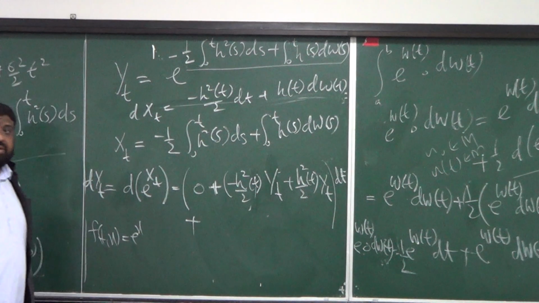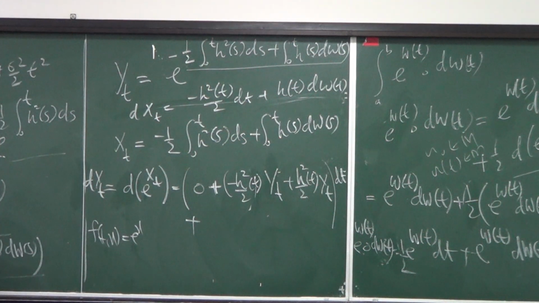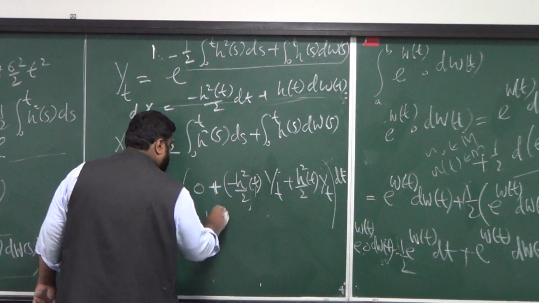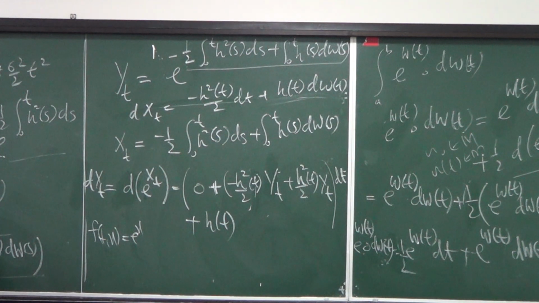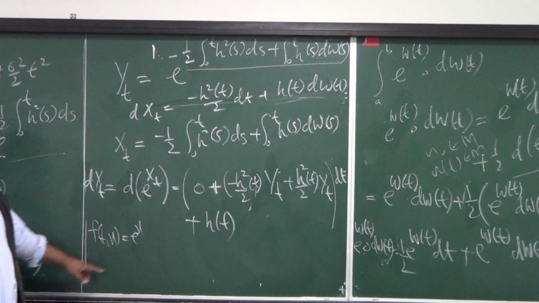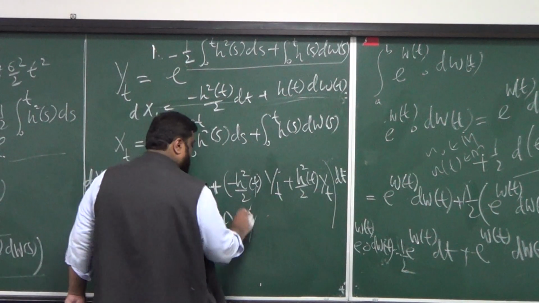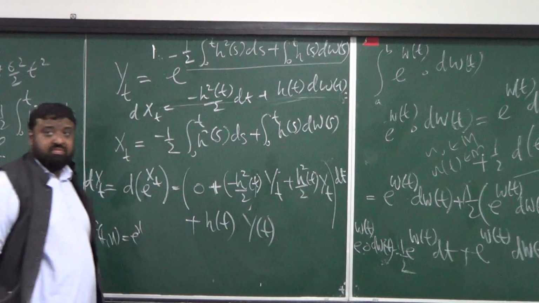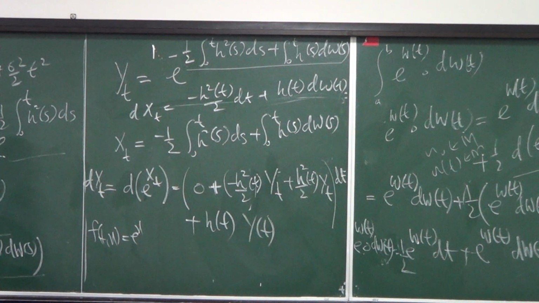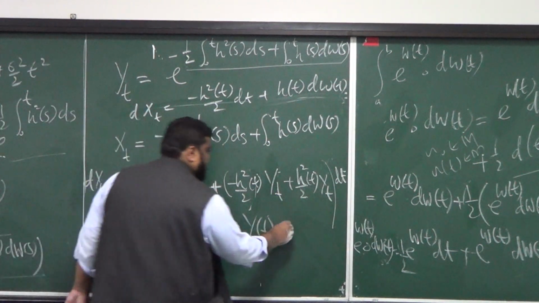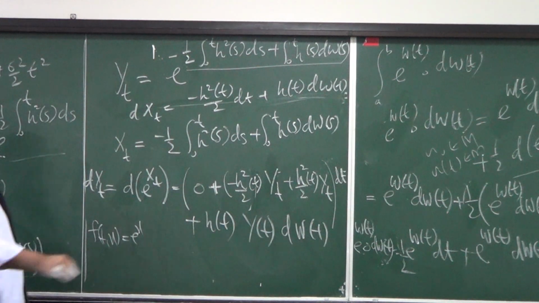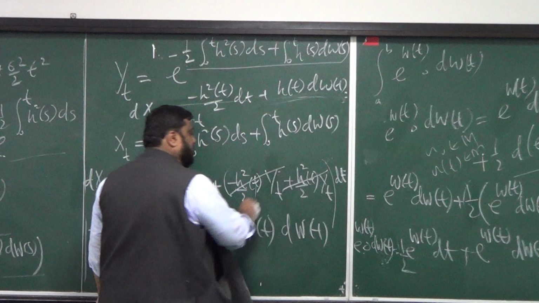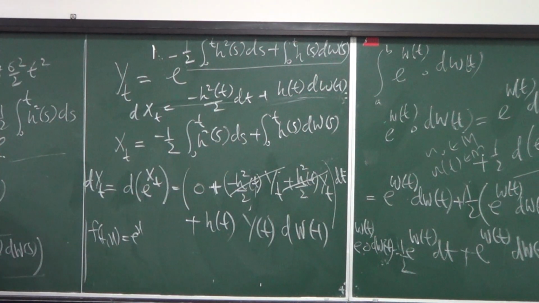Plus, so I'm applying Ito lemma. Plus sigma. So the sigma is h of t, right? It's going to be h of t times partial x by partial t, so it's going to be yt, okay, times dw. Is it making sense? So I can see that the drift goes away. The drift goes away.